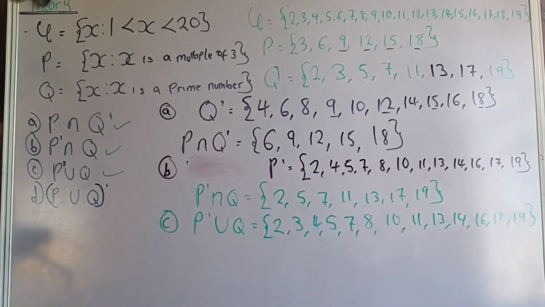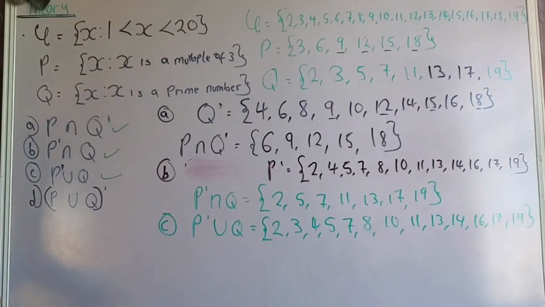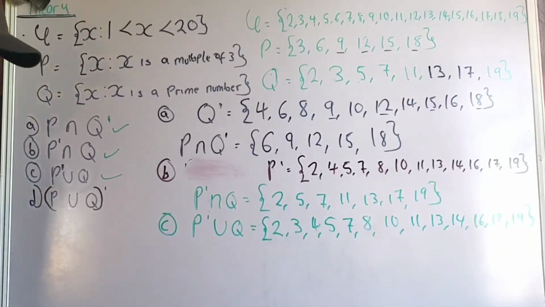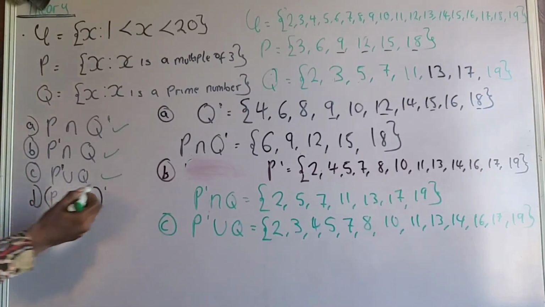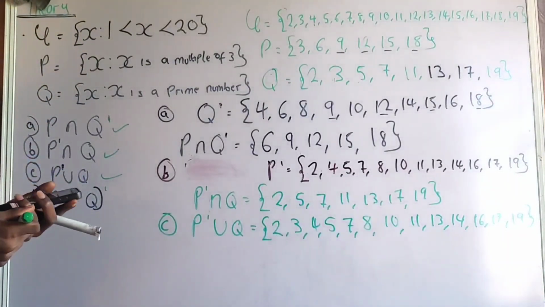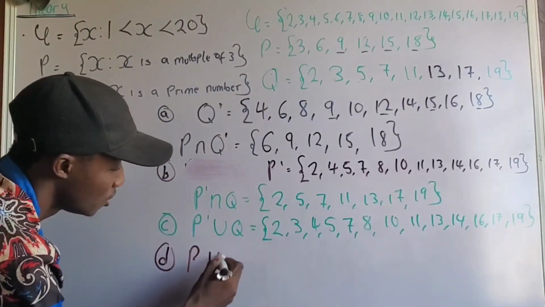Okay, let's look at the fourth one. Okay, the fourth one says we should find P union Q complement. P union Q complement. Okay, now look at this. Before we can find P union Q complement, we first have to find P union Q. You understand? And I told you that the union of a set refers to the listing. You have to list out all the elements that are present in both sets without repetition. You understand? So to get P union Q complement, the first thing is that we have to first find P union Q. Okay? So let's get P union Q. That is the P union Q.